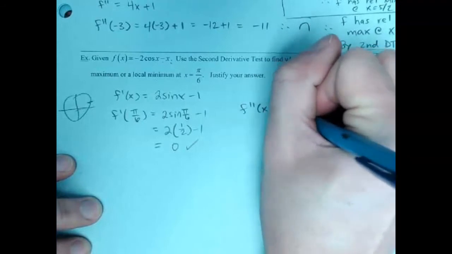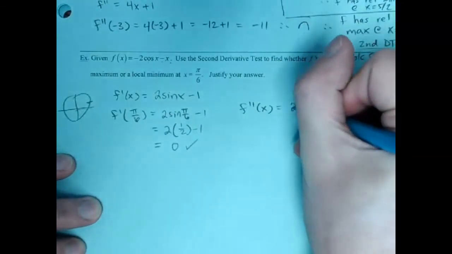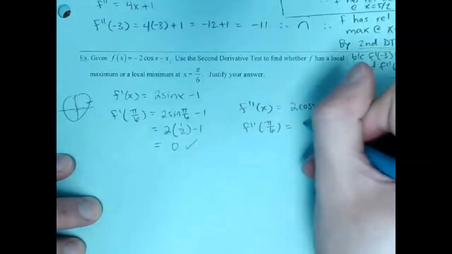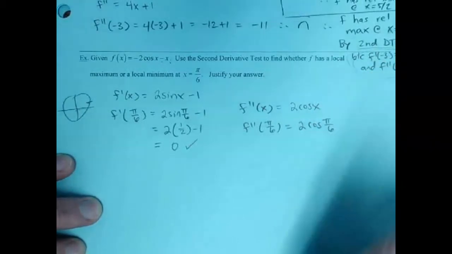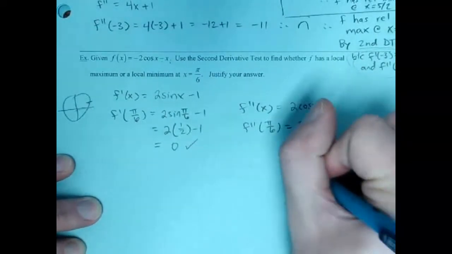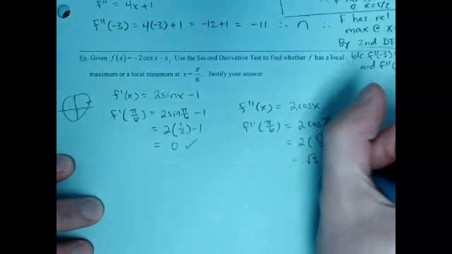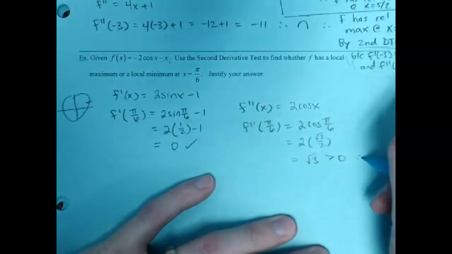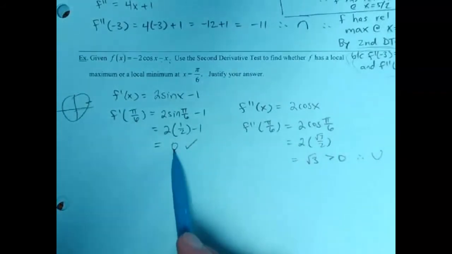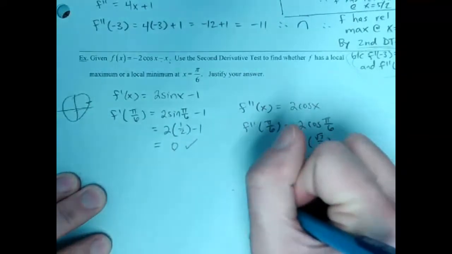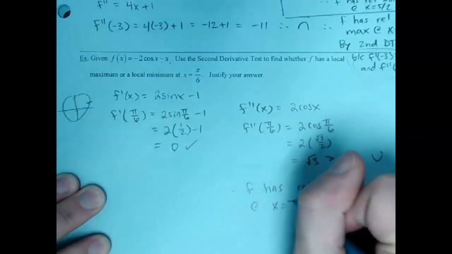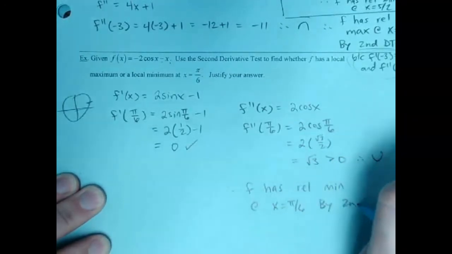What's the second derivative? The derivative of 2 sine would be 2 cosine. And then if I were to plug in my value, 2 times the cosine of pi over 6. Cosine of pi over 6 is root 3 over 2. So I get root 3, which is positive. And if your second derivative is positive, that means concave up. And if your graph has a horizontal tangent, if the first derivative is 0, and the graph is concave up, you could say, therefore, f has a relative minimum at x equals pi over 6 by second derivative test.